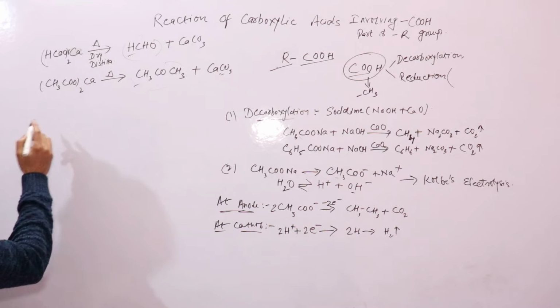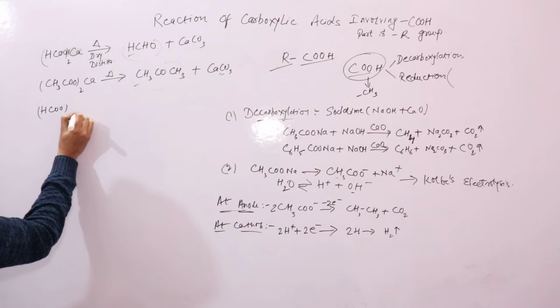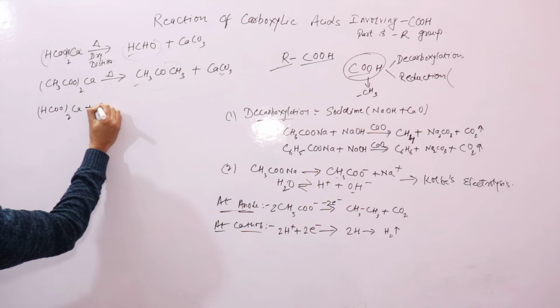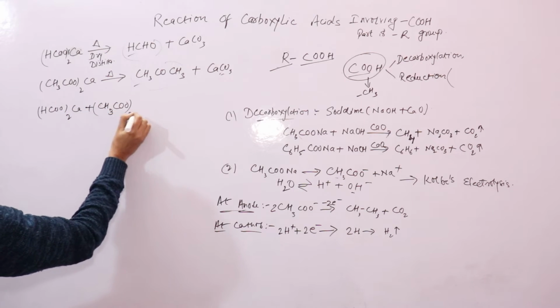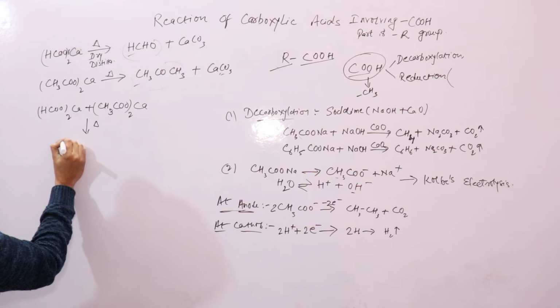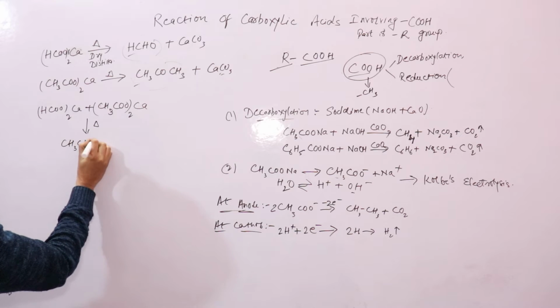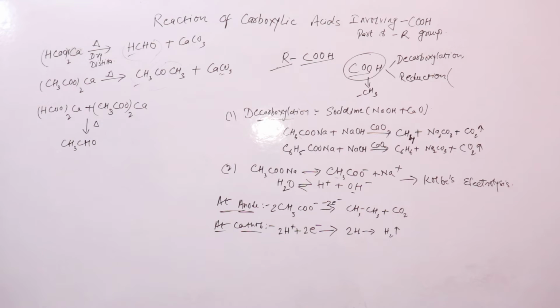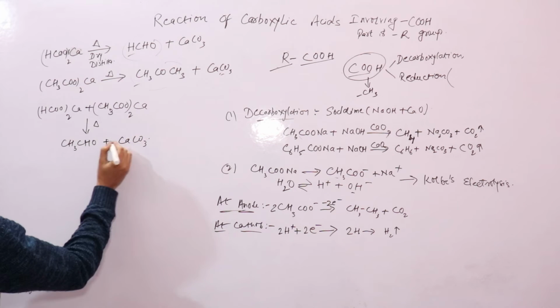For example, if you take calcium formate and heat it with (CH3COO)2Ca, on dry distillation it will give you CH3CHO, right? This is your acetaldehyde, right? Plus you will get calcium carbonate.